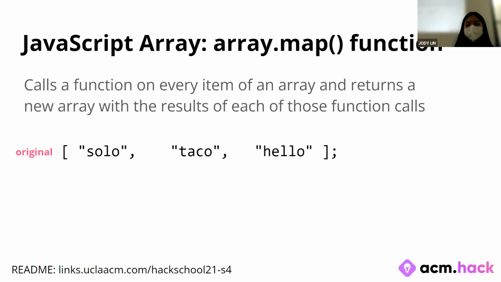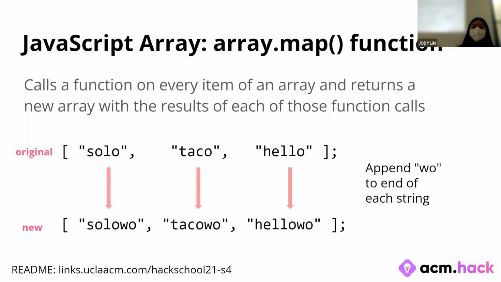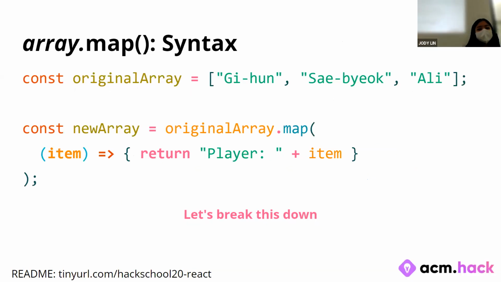Imagine we have an old array with the words solo, taco, hello. We write some code and pass it to the map function, and the code just appends the word whoa to the end of each string. So your new array comes out as solo, whoa, taco, whoa, hello, whoa. I apologize for the whoa jokes. Not really. All right, so let's break down this syntax a little bit and look at another example.